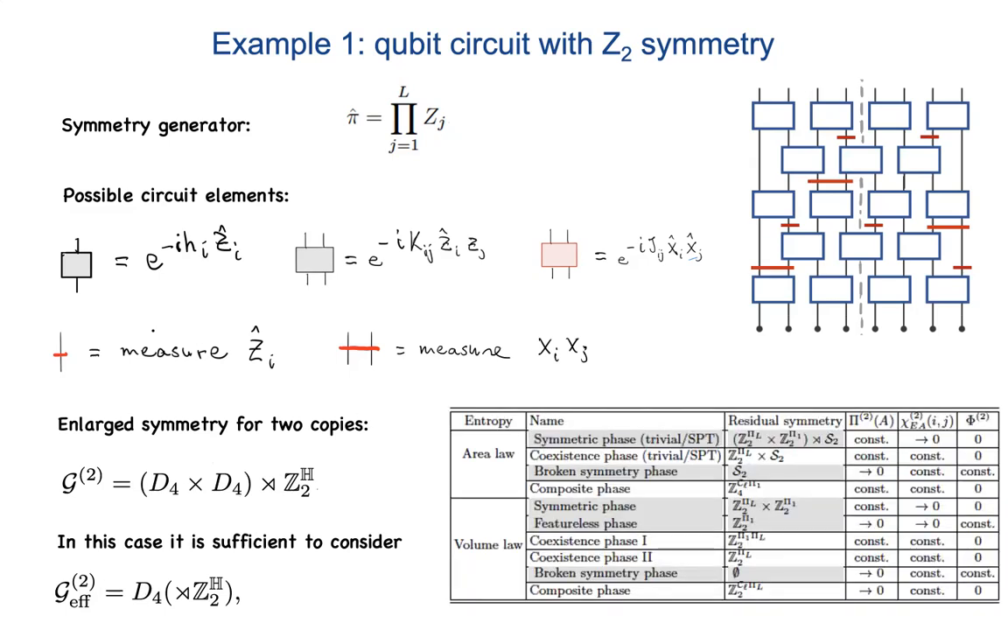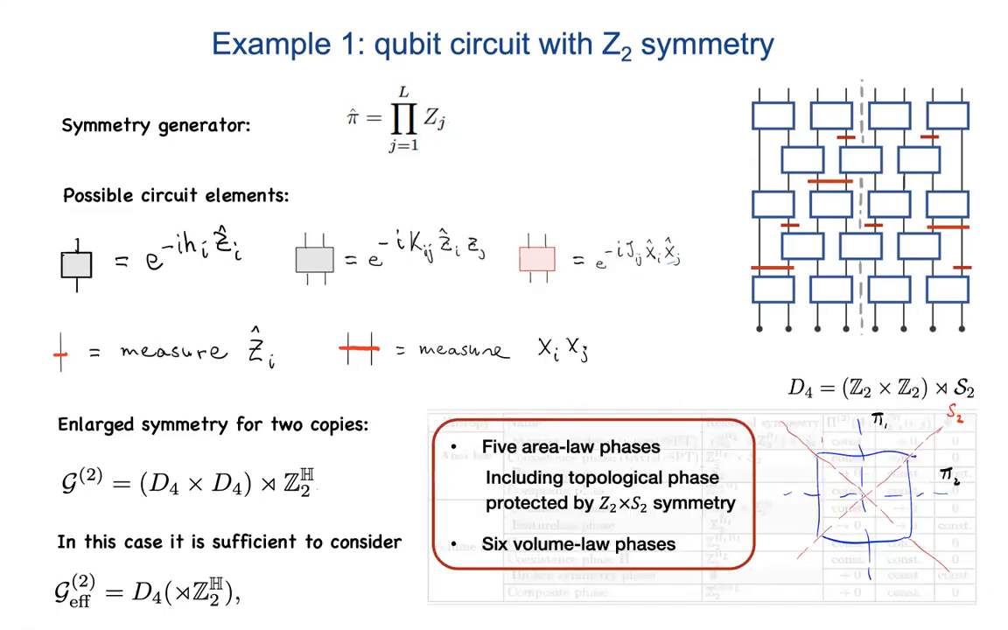Okay, you don't have to look at this table. There is a table of symmetry analysis: what are all the possible phases, and how do we translate them to measurable properties in the circuit that distinguish between these phases? But the interesting thing is that there are many more phases than you would expect to be allowed for a Hamiltonian that only had Z2 symmetry. In particular, we have five different area law phases that are in principle allowed.